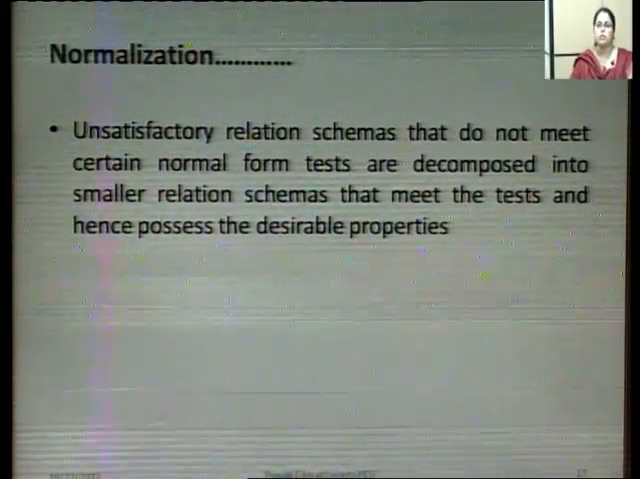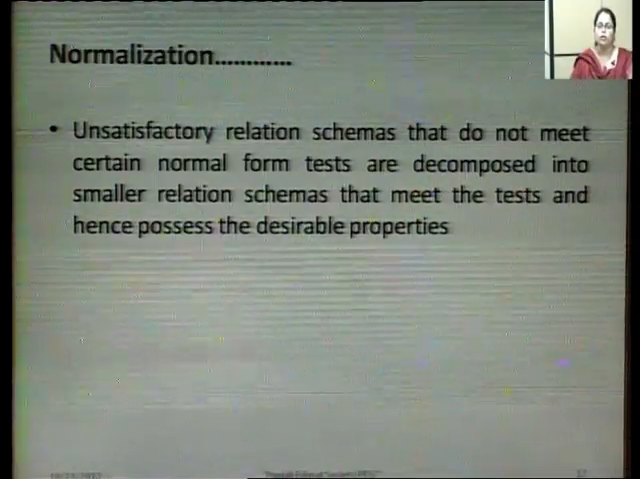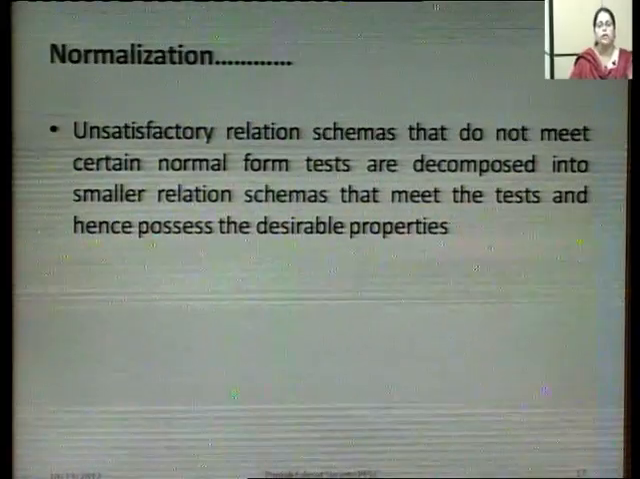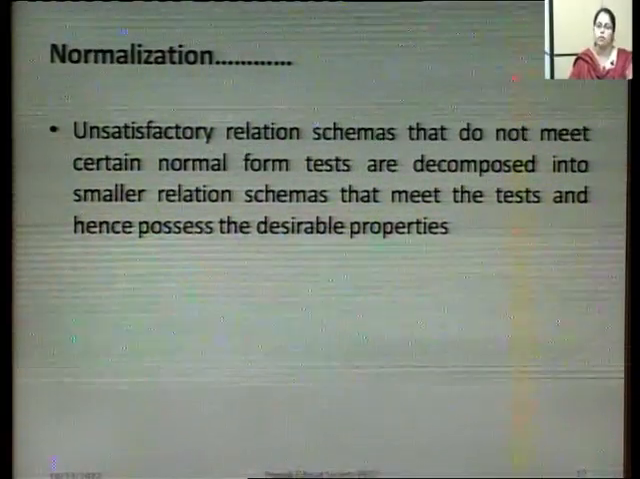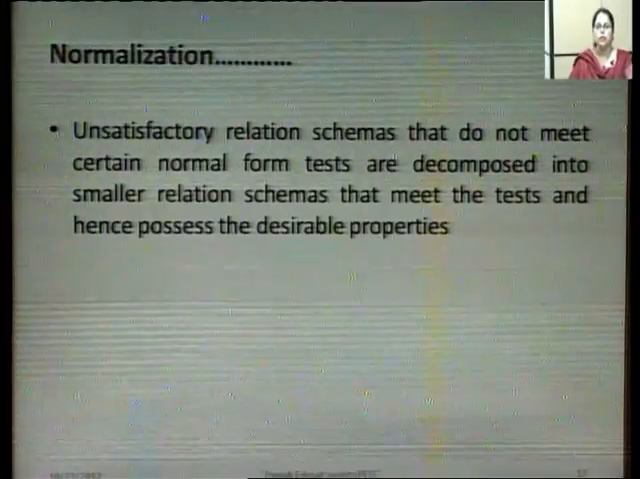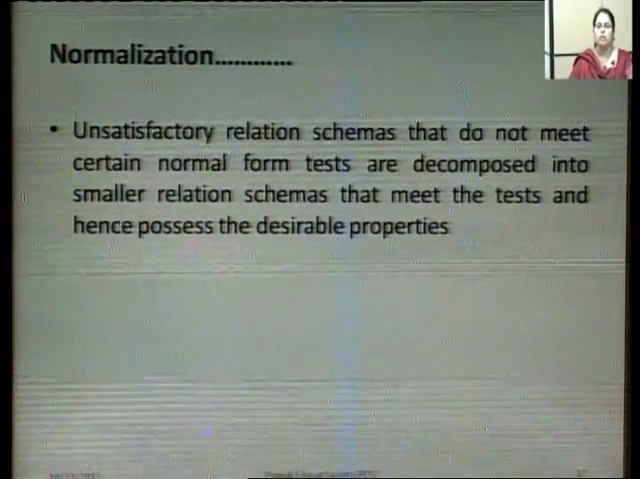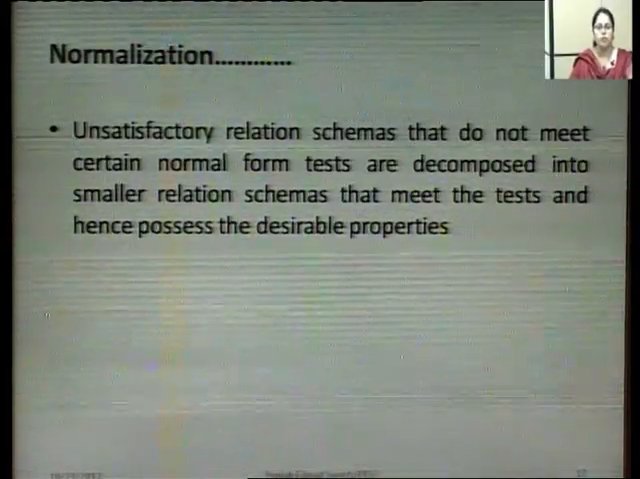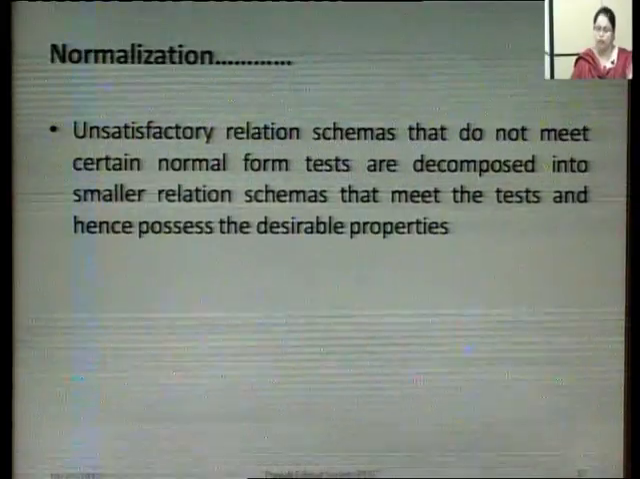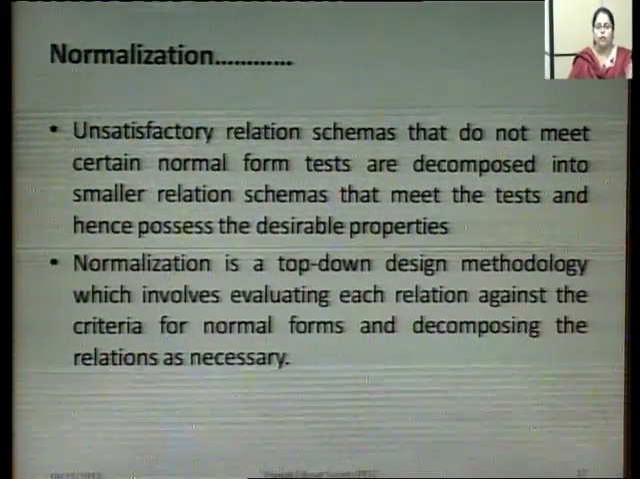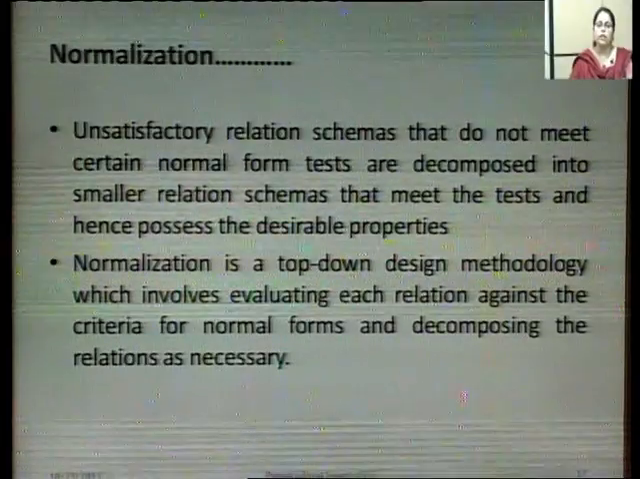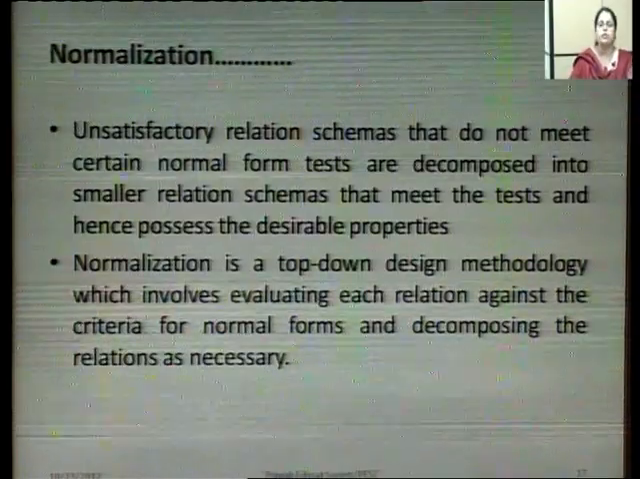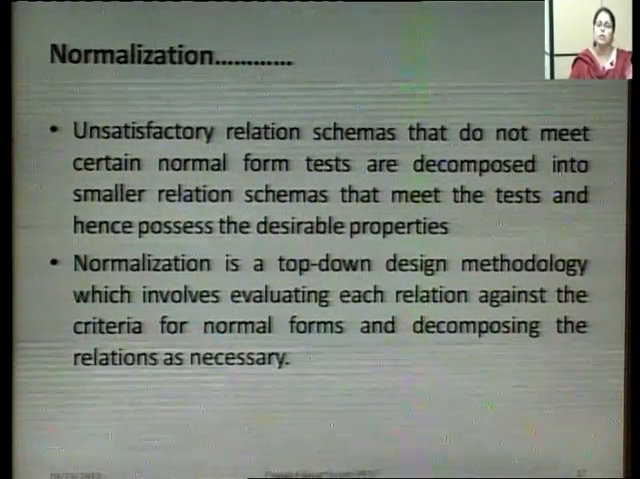The relation schemas which do not satisfy those requirements do not meet certain normal form tests. They are decomposed into smaller relation schemas. So the relation schemas that do not pass those normal form tests are decomposed further into smaller relation schemas that meet the tests and hence possess the desirable properties. So here we can see that first of all we take relations and then we analyze them individually and collectively, and then we decompose them in order to meet the desirable properties.